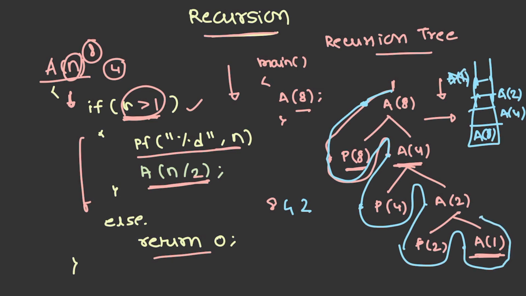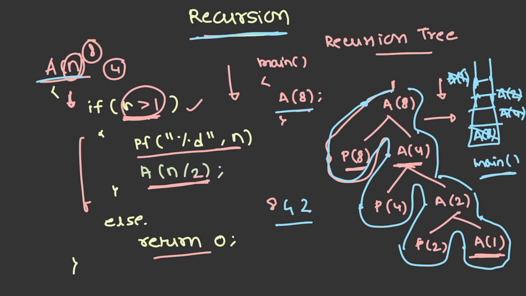So a of 1 will be popped off the stack when the control flow has reached this point. Similarly, when the control flow has reached this point, a of 2 will be popped off. When the control flow reaches this point, a of 4, and when it has finished execution, even a of 8 will be popped off from the stack. Only the main function will be remaining in the stack and the control will be shifted to the main function. So 8, 4 and 2 is the output of this program when a call has been made to a of 8. This is how the recursion examples are solved.